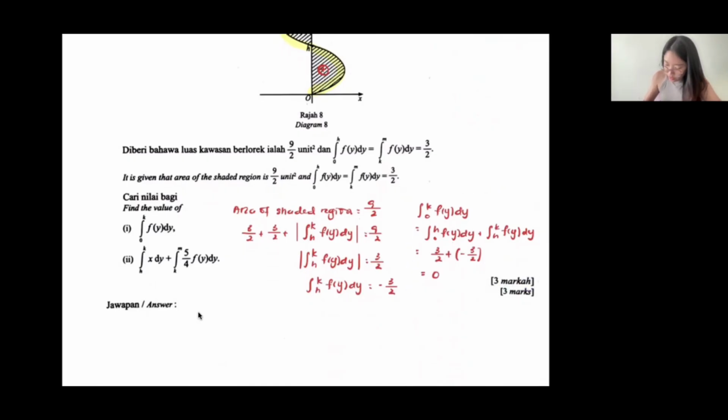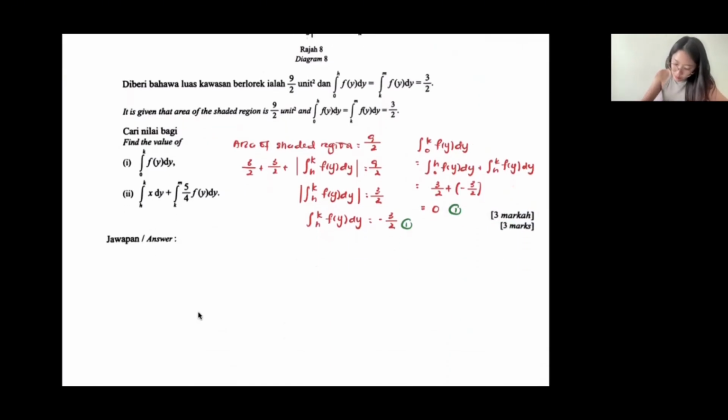But anyways, you have to show that the original from h to k is a negative value. You have to show this because there's 1 mark over here. Then another mark on 0, it will contra out.